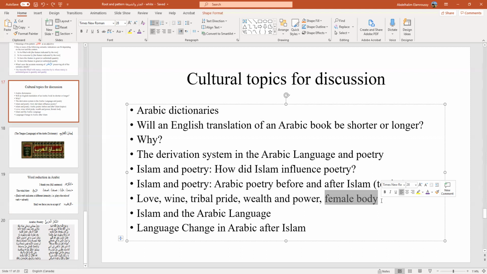Finally, Islam and the Arabic language. Did Islam positively or negatively influence Arabic? On the short term, it negatively influenced Arabic. On the long term, Arabic wouldn't have survived without being connected to Islam.